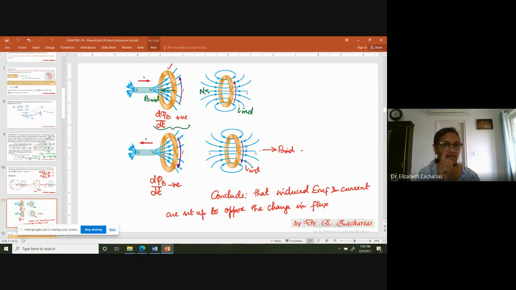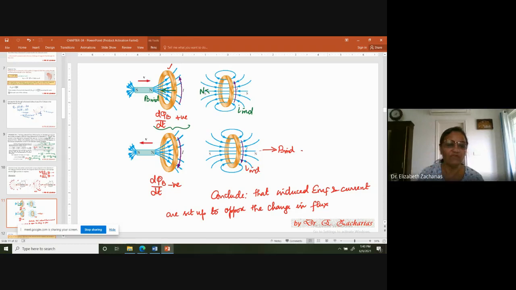Okay, so it's not the direction of the magnetic field applied that matters. It is the sign of the change that matters. If the change is positive, it sets up a field in the opposite direction. If the change is negative, it doesn't like that decrease, so it adds up by applying a field in the same direction.